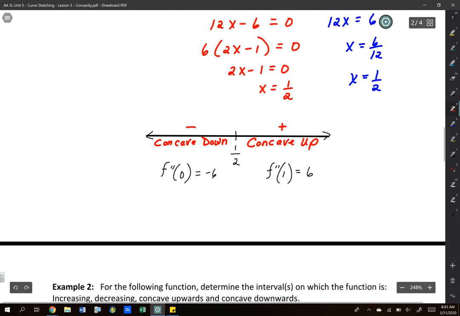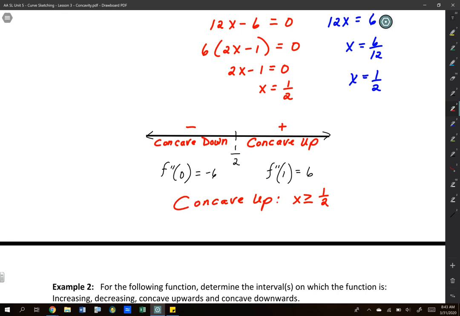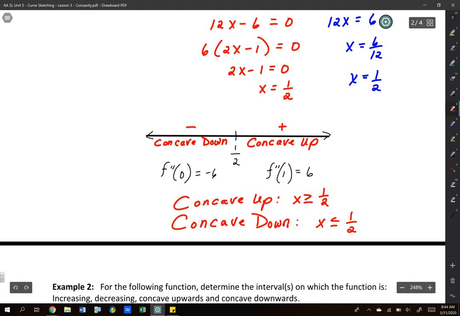So how would we write that? We would say concave up, that's where x is greater than or equal to 1/2. And remember, we're just talking about intervals. We're not really talking specifically about x values. So we're going to include the equal sign in both concave up and concave down intervals. And it's concave down where x is less than or equal to 1/2.